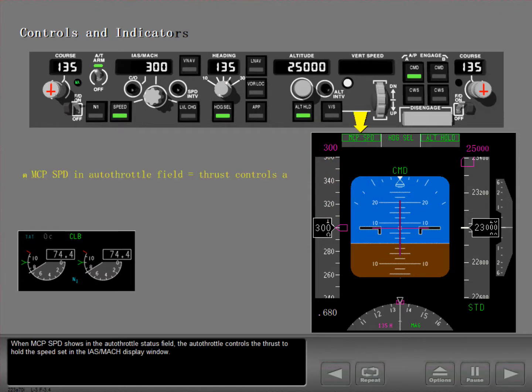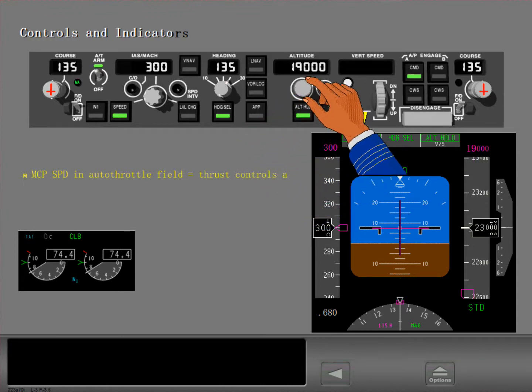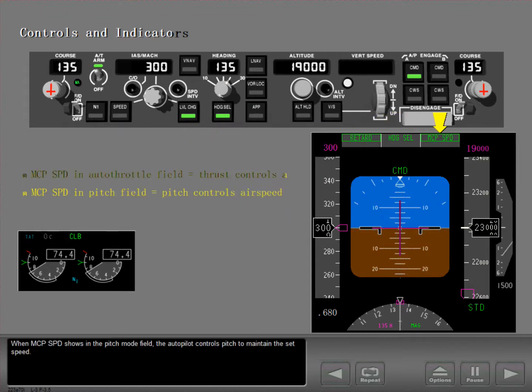When MCP speed shows in the autothrottle status field, the autothrottle controls the thrust to hold the speed set in the IAS Mach display window. When MCP speed shows in the pitch mode field, the autopilot controls pitch to maintain the set speed.